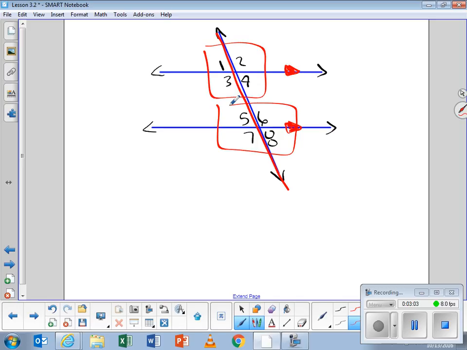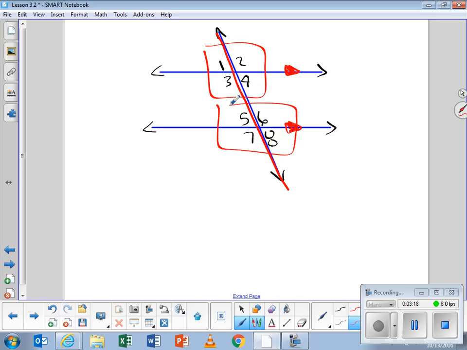I want to put that in there to review what we've been talking about to make sure we understand where we've been. Okay? So, Megan, if I pick on you for a minute, can you name a pair of same side interior angles? 3 and 5. Does anybody agree with her? Yes. Yes, very good. 3 and 5.